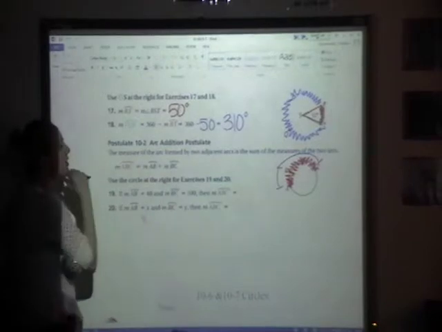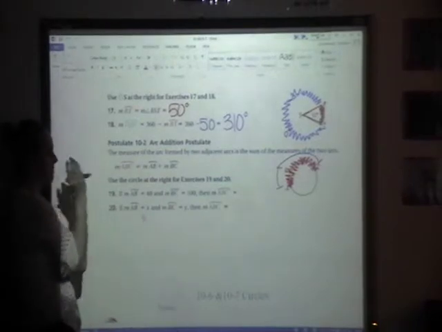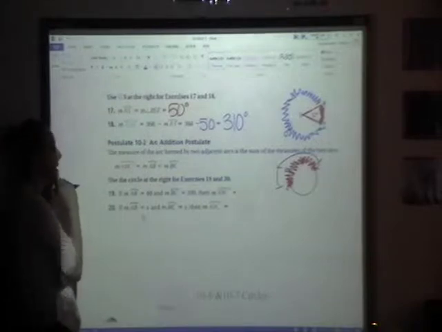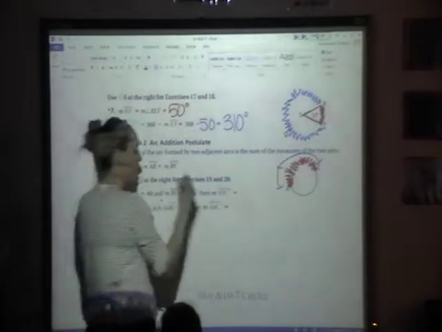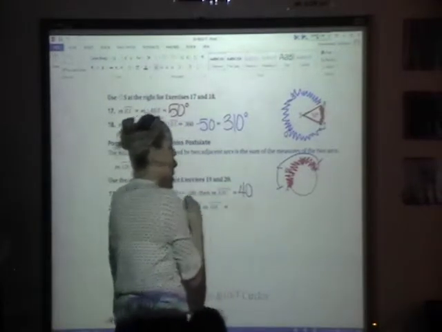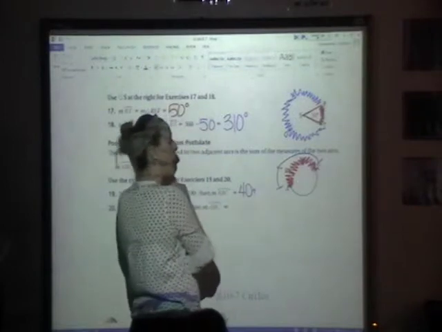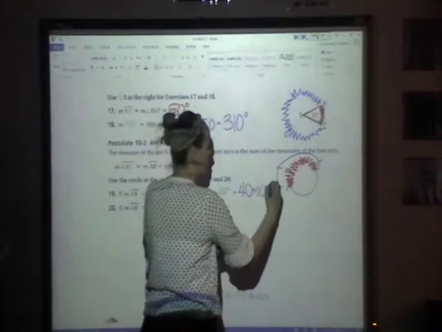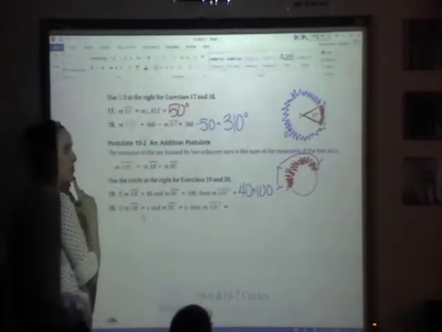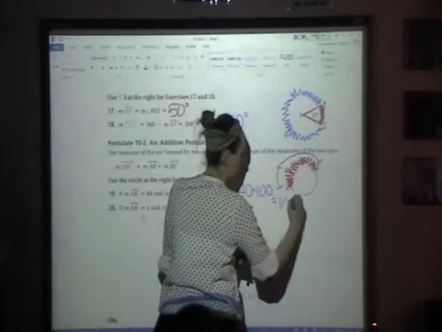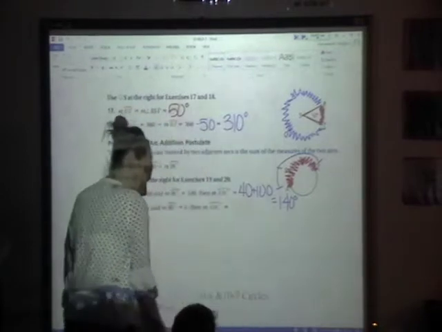So using the circle at the right, we are going to use the idea, they gave us an example. If AB is equal to 40 and BC is equal to 100, what would be the length of the arc ABC? Add it together. The length of AB plus the length of BC can obviously tell us ABC. So 40 plus 100 is equal to 140.